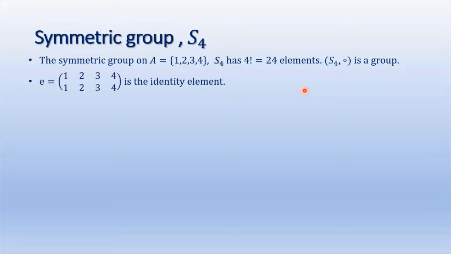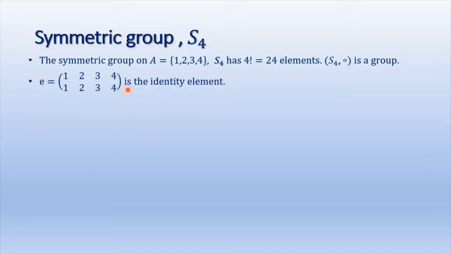Here the elements will be of this form. In the first row we'll have 1, 2, 3, 4, the elements of A arranged in order, and in the second row the rearrangement of these elements will be there. As E is the identity mapping or identity element, each element is mapped onto itself. So the image and the pre-image will be the same.